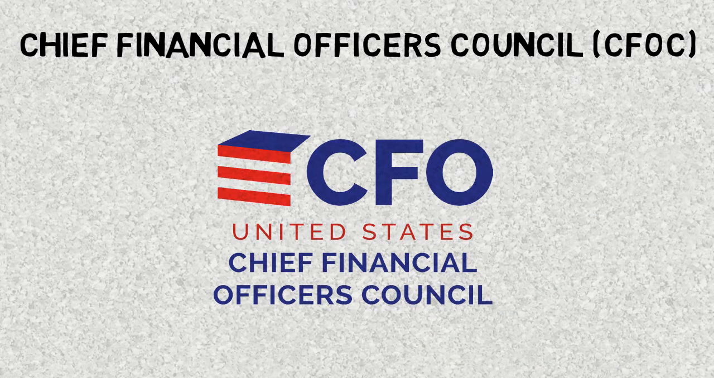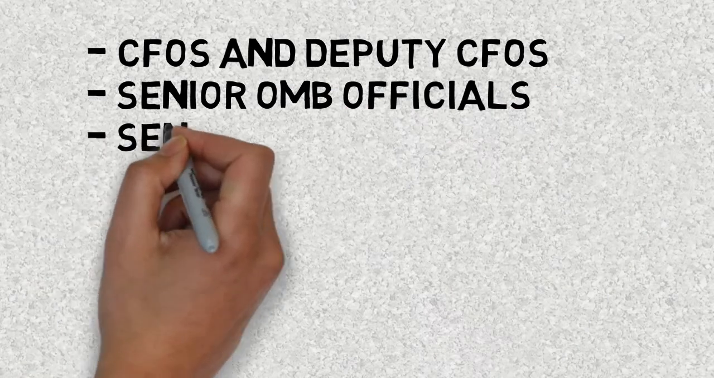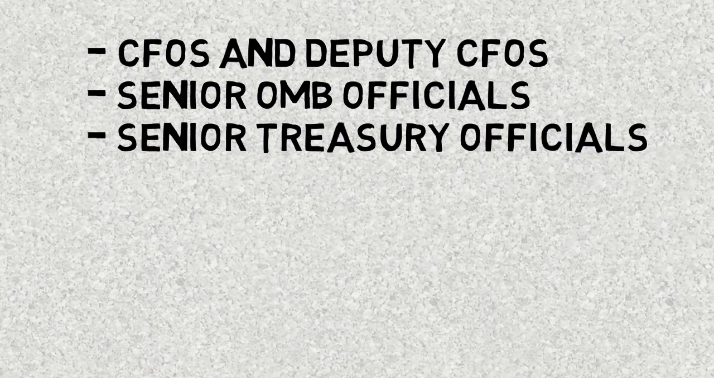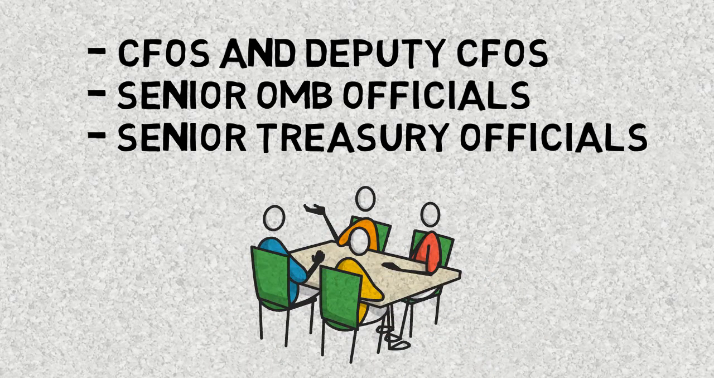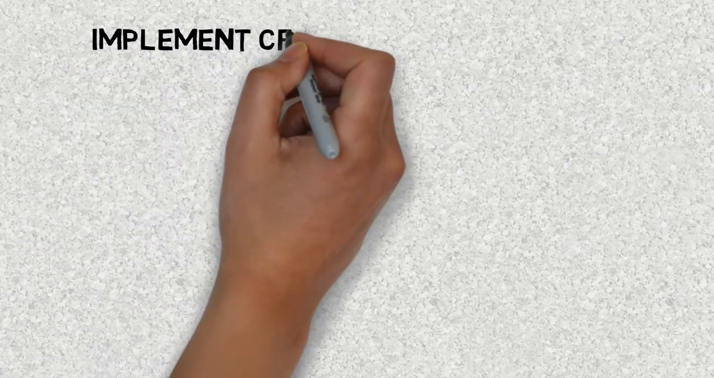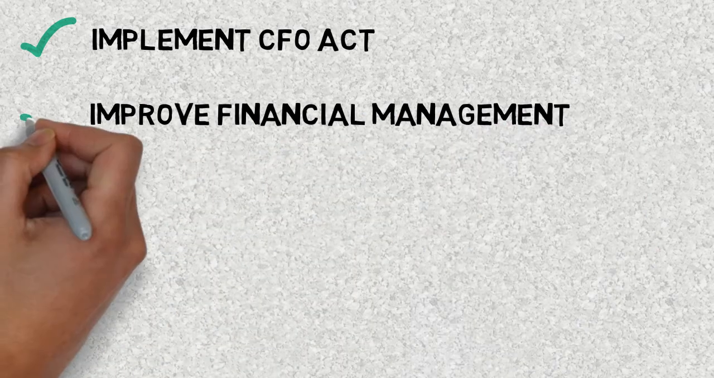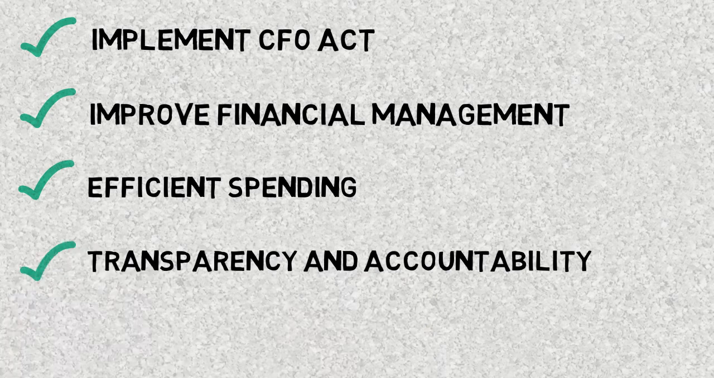Finally, let's learn about the CFO Council, the reason you're all here. The CFO Act created the Chief Financial Officers Council, an organization that includes the CFOs and deputy CFOs of the 24 CFO Act agencies, senior officials of the Office of Management and Budget, and senior Department of the Treasury officials who work together to improve financial management across the U.S. government. The major goal of the Council is to help implement the CFO Act, improve government financial management, ensure that taxpayer dollars are spent as efficiently and effectively as possible, promote transparency and accountability, and share best practices among agencies.